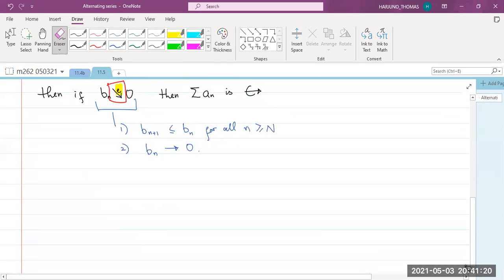The proof. Okay, now suppose B sub n plus 1 is less than or equal to B sub n for all n greater than or equal to capital N.